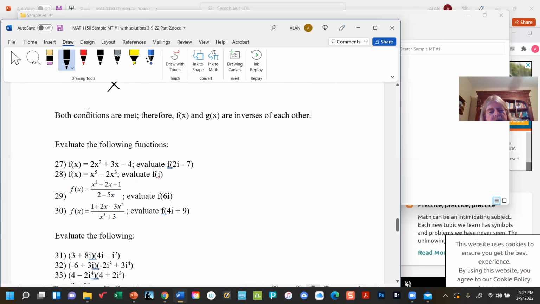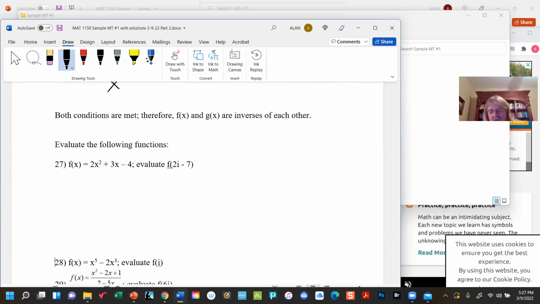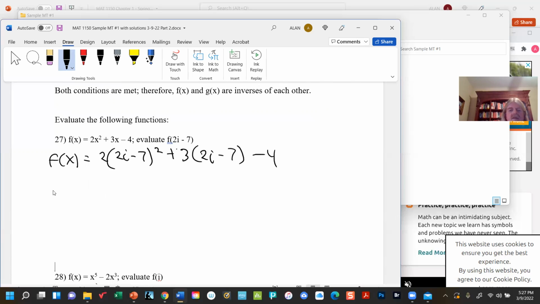All right, now evaluate. Of course, now here we're evaluating with imaginary numbers, so we have to remember the rules. Specifically, the exponents of i will help us very much in these cases. So for example, here we'll have f of x is 2 times (2i minus 7) squared plus 3 times (2i minus 7) minus 4. So the tricky one is the first one because it involves FOIL. So let's apply FOIL here.